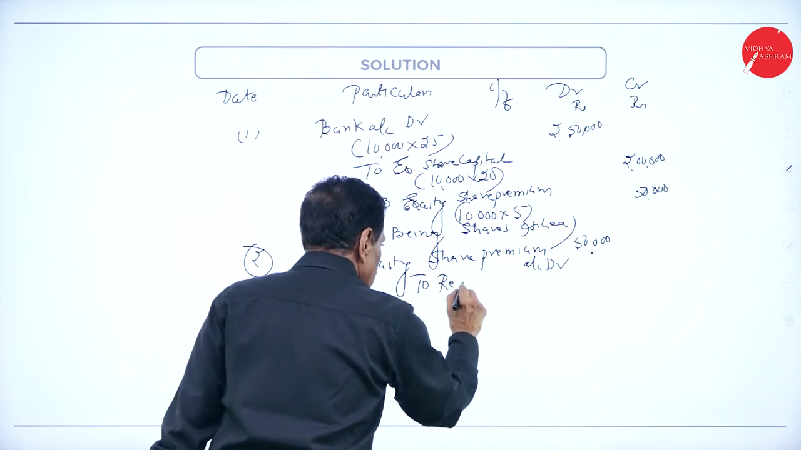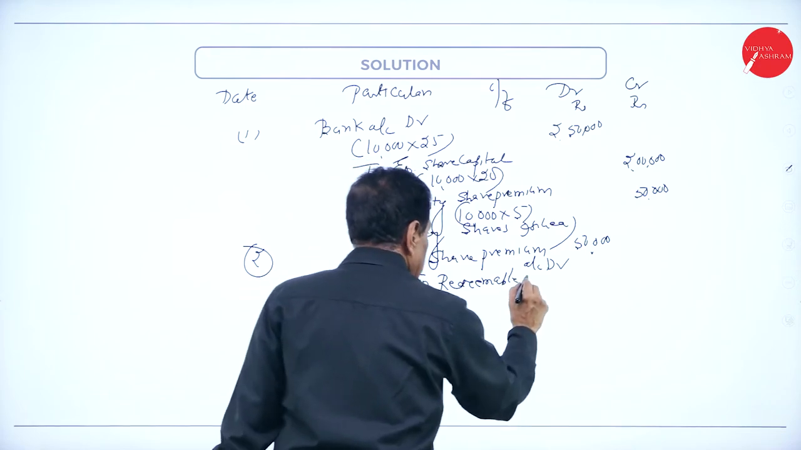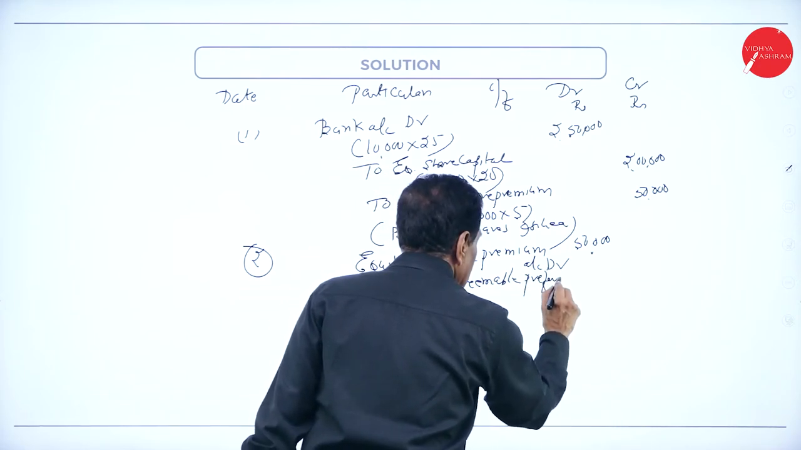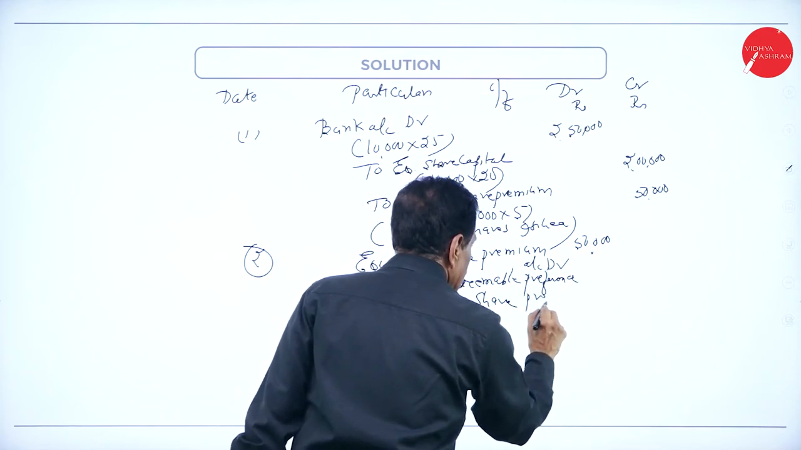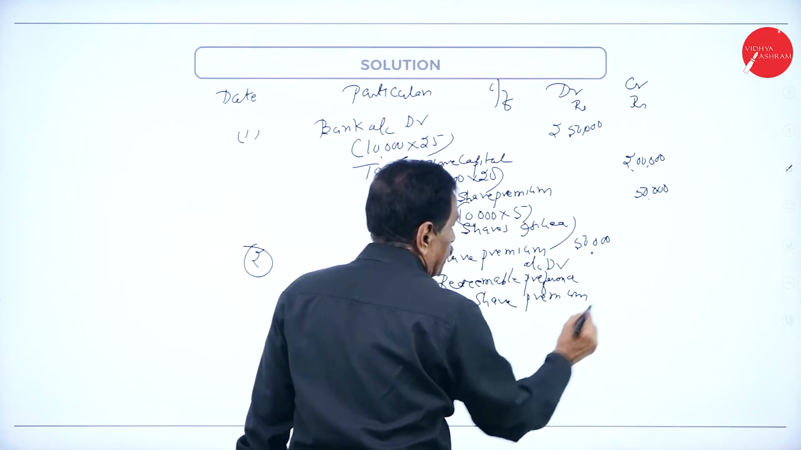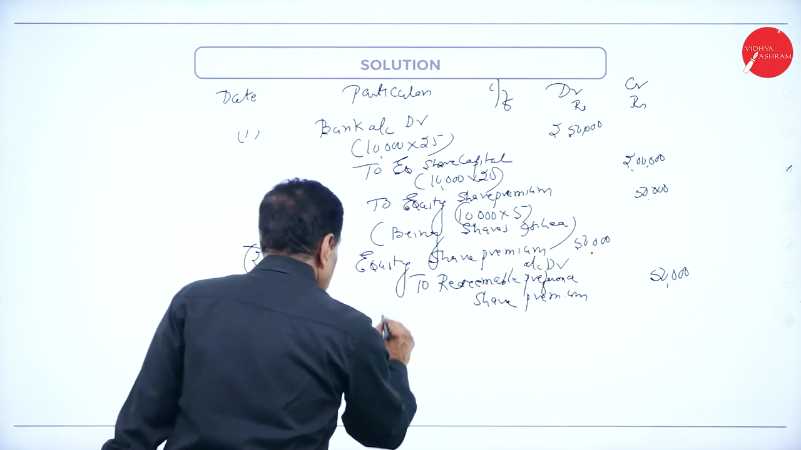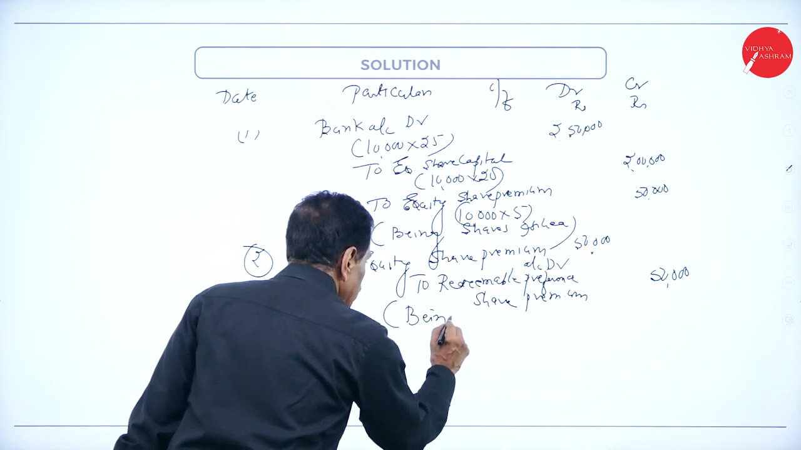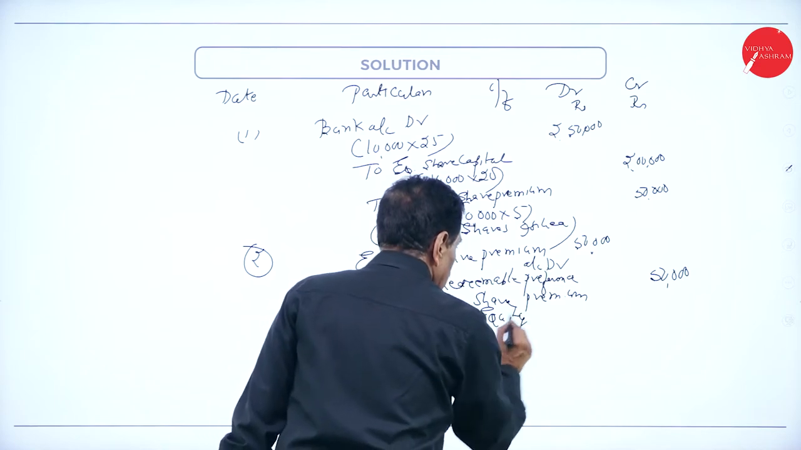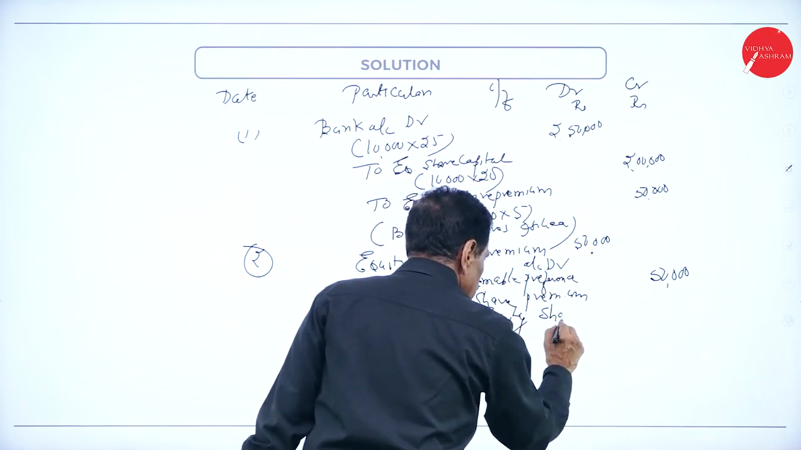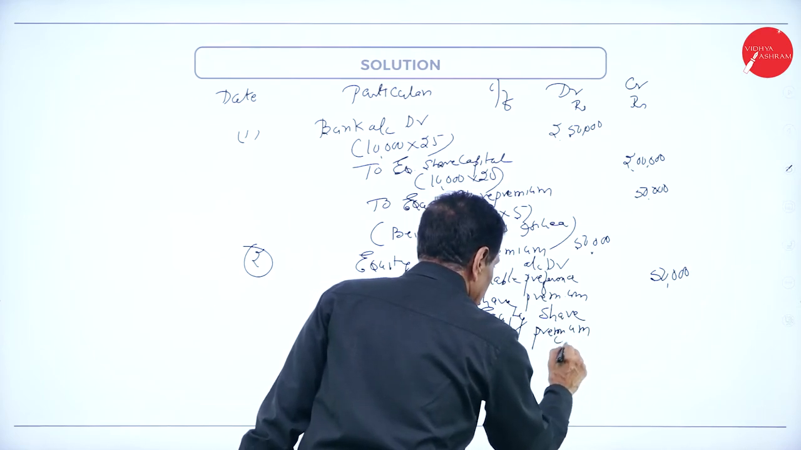50,000. Two, redeemable preference share premium 50,000. Being equity share premium utilized.